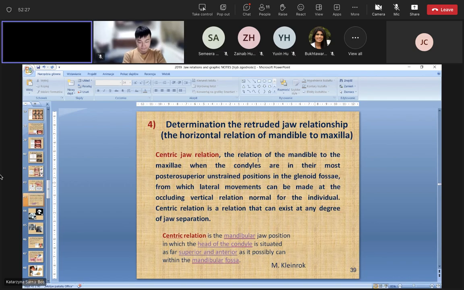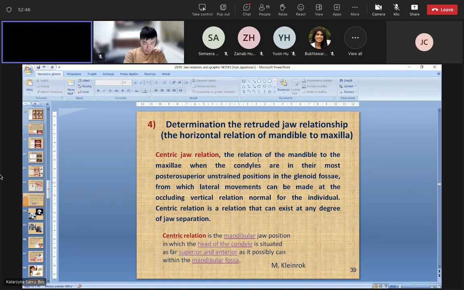Okay, and the 4th stage, determination of the retruded jaw relationship. So we need to establish the horizontal relation of the mandible to the maxilla.